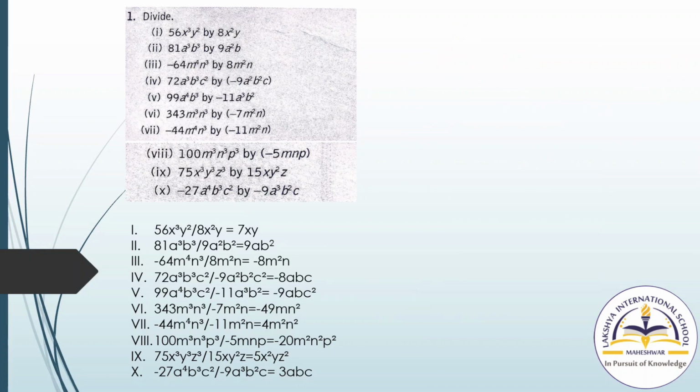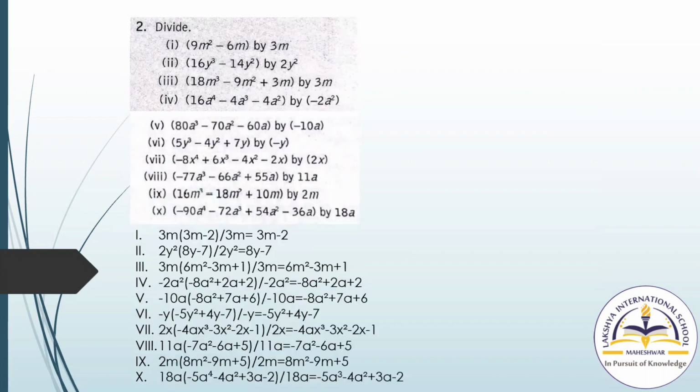Here you can see in question number 3, minus 64 m to the power 4 n cube by 8 m square n. Here we know 8 eights are 64, so here it is minus 8. Now m, here it is 4, here it is 2, so m square remains. Now n cube and n, the remaining one is n square. Here the answer will be minus 8 m square n square. Now in the same manner you have to solve this question.